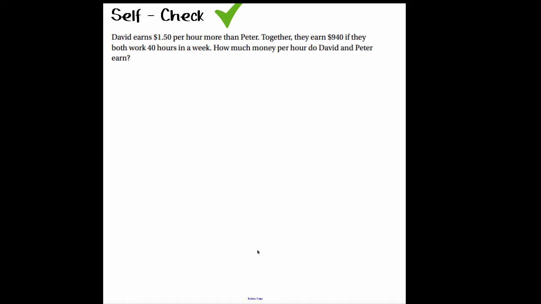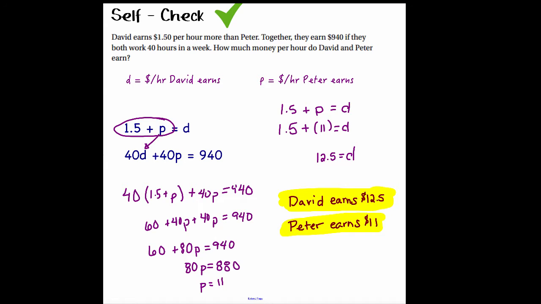Okay, now it's your turn to try. Take a look at the problem here and see if you can, number 1, define your variables, number 2, write a system of linear equations, and then 3, solve, either using substitution or elimination. Did you get the right answer? Take a minute to pause the video and check your work. I chose to use substitution in this problem, but if you chose elimination, either one would work.